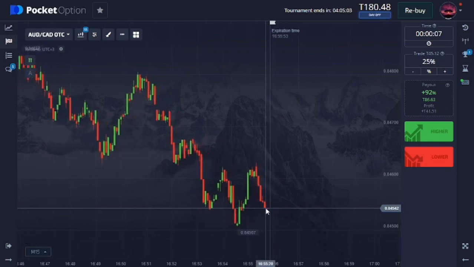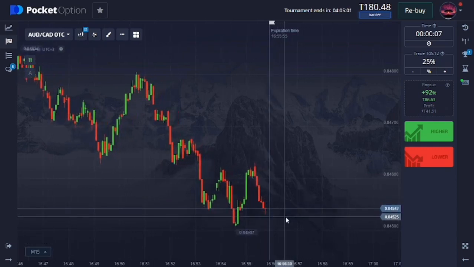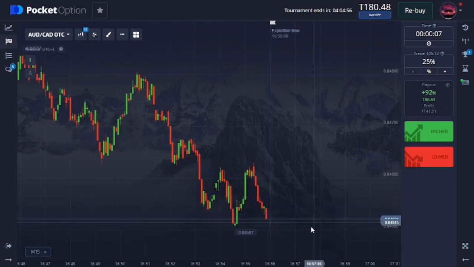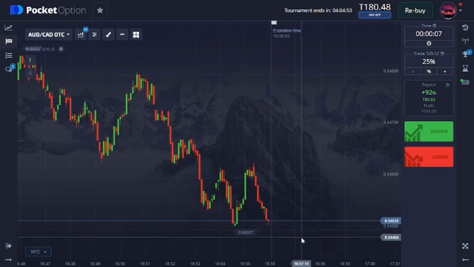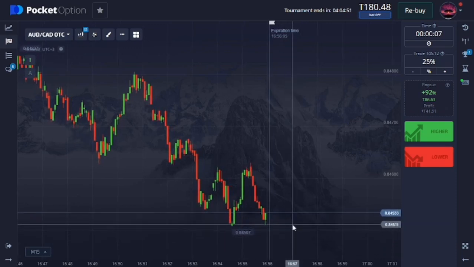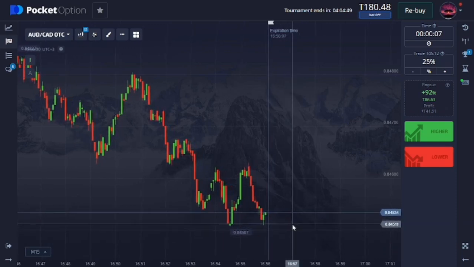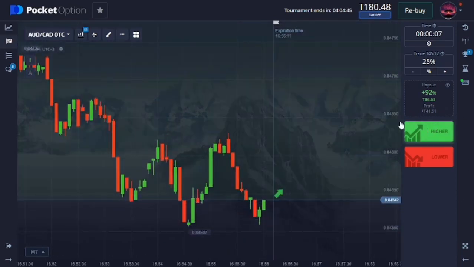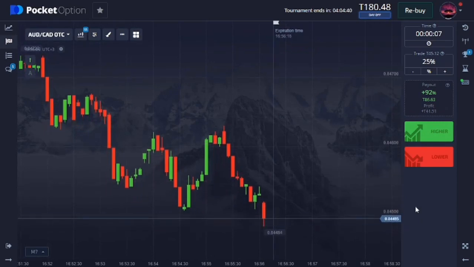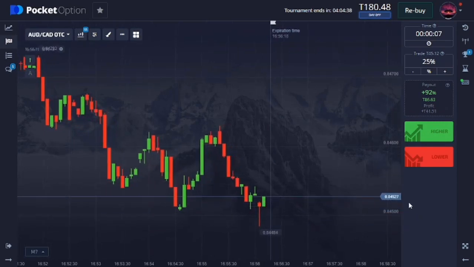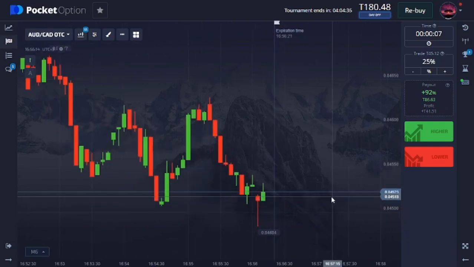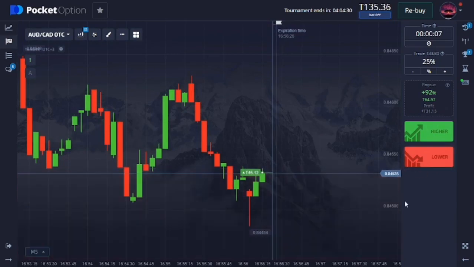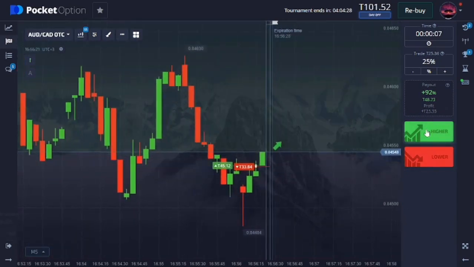It hit the order block right here. Yeah, there is no way, I think it is continuing its downward direction. Yeah, now I will enter lower.